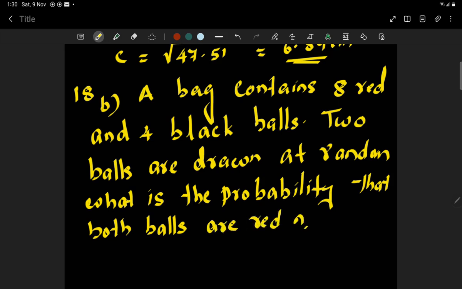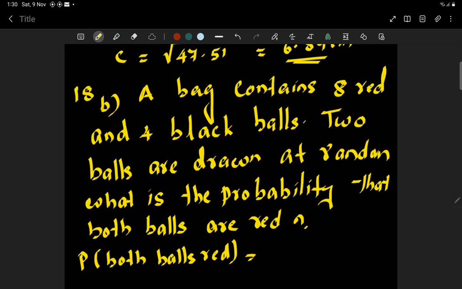Okay, a bag contains 8 red and 4 black balls, so total 12 balls are there. 2 balls are drawn at random. What is the probability that both balls are red? That is the question. How will we find out the probability of both balls red? Both balls red, that is our question. So how will we find this one?